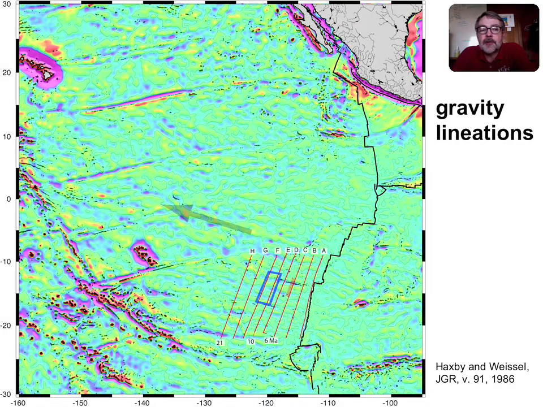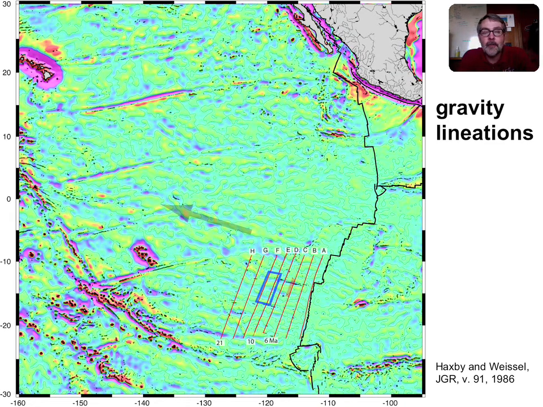I was going to tell you about these Haxby gravity lineations and why they're so unusual and mysterious and why we should go study them. This was really a discovery made by Bill Haxby back in 1983 using GEOSAT altimetry data. Back then, the altimetry data wasn't as good as it is today, but it was just good enough to see these things. And they made these maps, and when I first saw this map, I thought this is nonsense. It's some kind of a gridding error. I don't believe any of this stuff. And then we plotted the data, and lo and behold, these things are real.